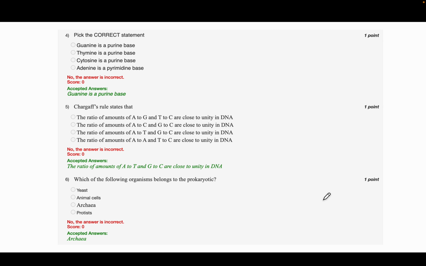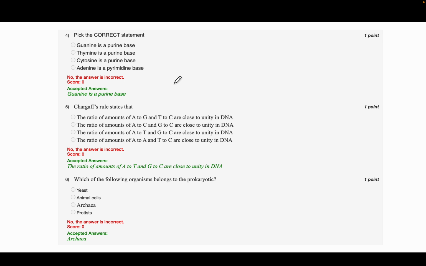Now the next question is, pick the correct statement. Guanine is a purine base, thymine is a purine base, cytosine is a purine base, and adenine is a pyrimidine base. So we know that the base pairs formed in DNA are adenine with thymine, and guanine with cytosine. Adenine and thymine form double hydrogen bonds between them, and in the case of G, it is A to T and G to C.